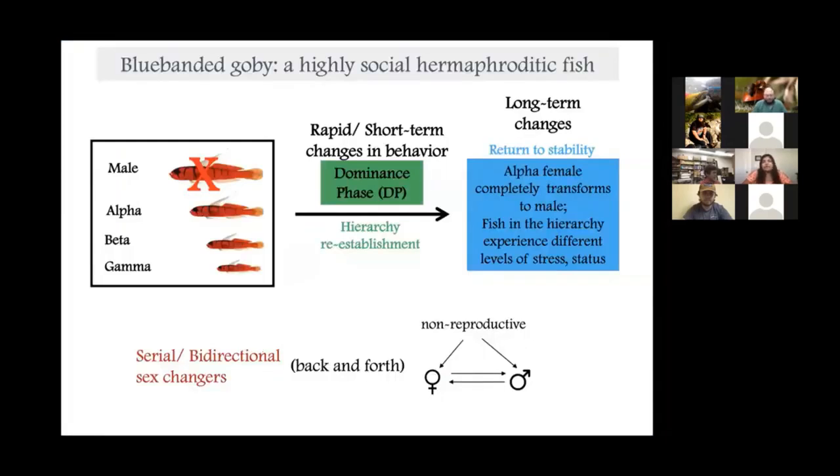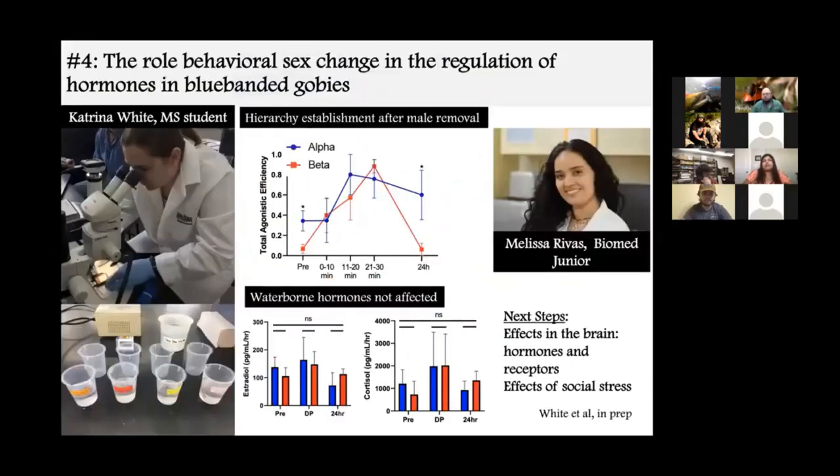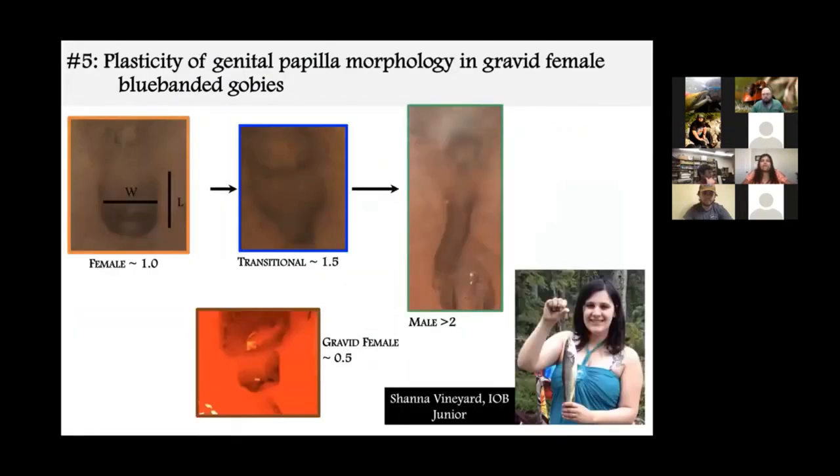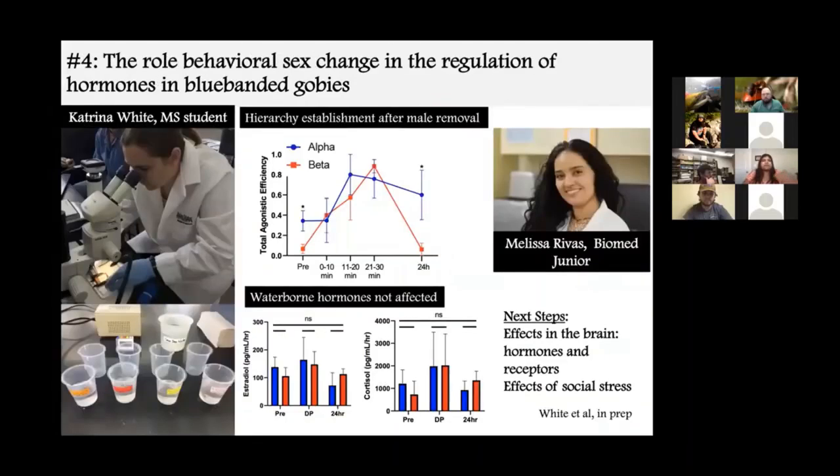And we bring them into the lab setting. They're very interesting because they live in social groups, and there's usually just one male in the group. If you remove the male, the most dominant female will transform into the male. There is a variety of aggressive behaviors that deal with hierarchy formation. These fish go back and forth. This is Katrina working on that in the lab, and she's working on differences in hormones as well as behavior.